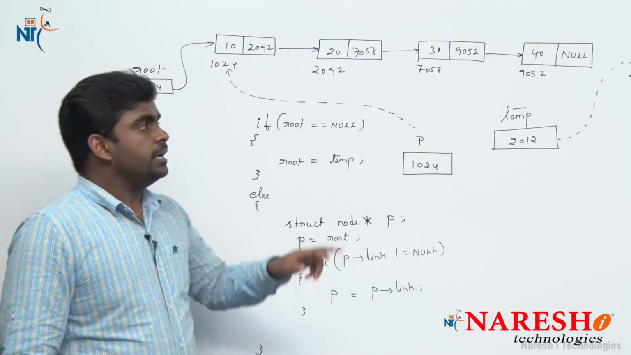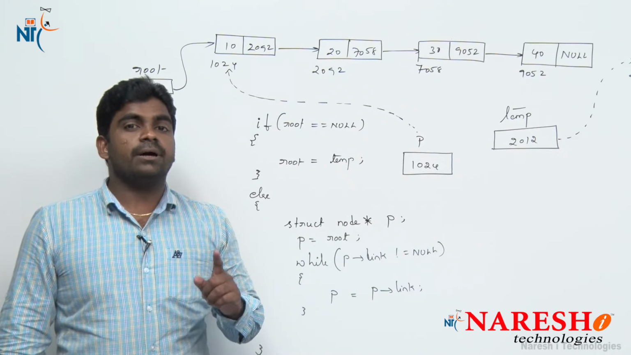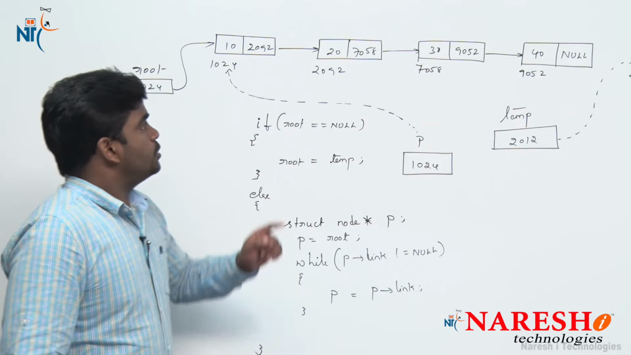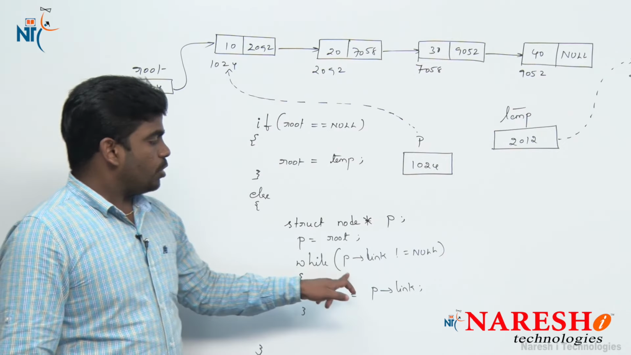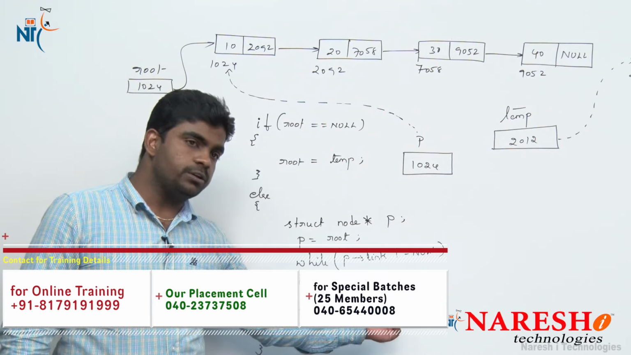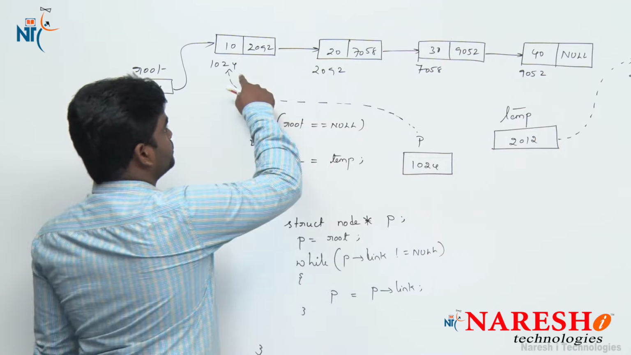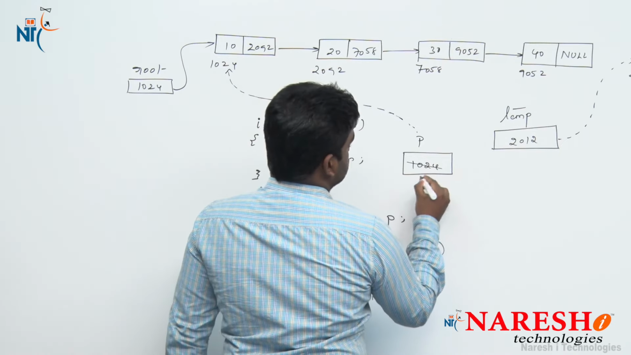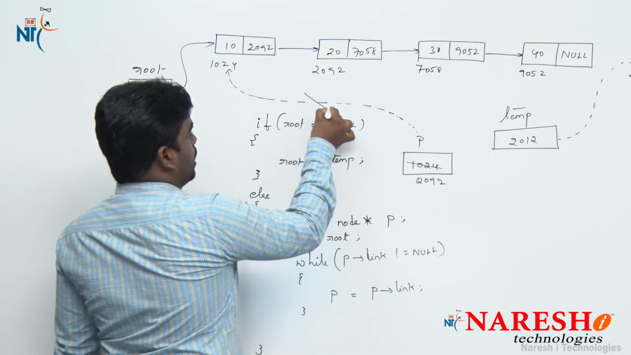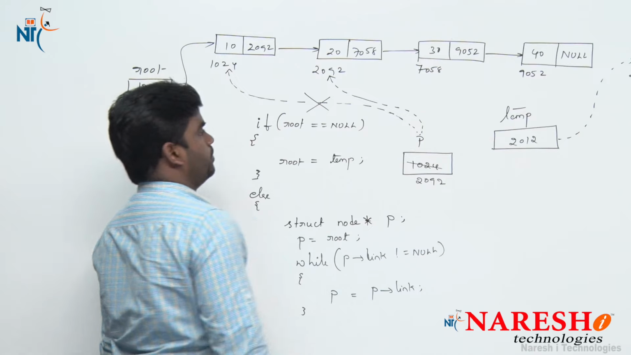But now it is not a null field. It is 2092, so some other node has already been connected. That you should understand. So the value is 2092, not equals to null. Condition true, come inside. That P2 link value will be stored into P. P2 link value is 2092, and that will be stored into P. Then it stops pointing to the first node and P starts pointing to the second node.